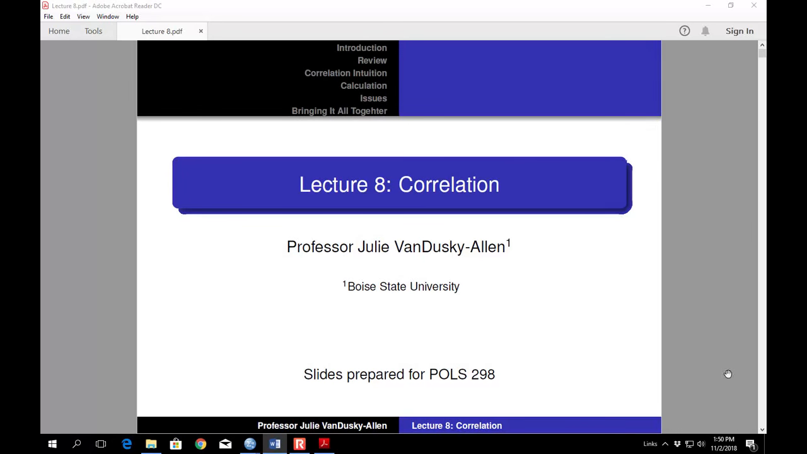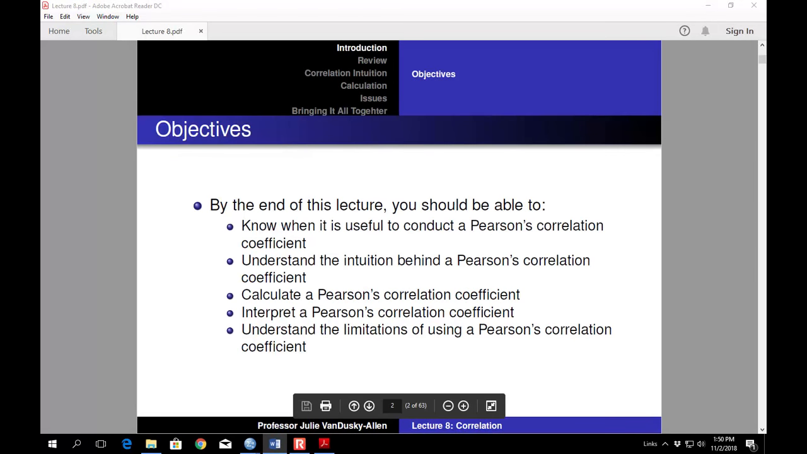This is Lecture 8, Correlation. By the end of this lecture, you should be able to know when it is useful to conduct a Pearson's correlation coefficient, understand the intuition behind a Pearson's correlation coefficient, calculate a Pearson's correlation coefficient, interpret a Pearson's correlation coefficient, and understand the limitations of using a Pearson's correlation coefficient.